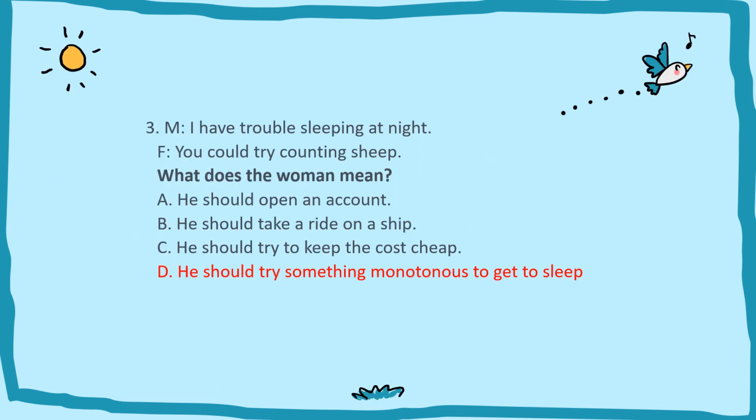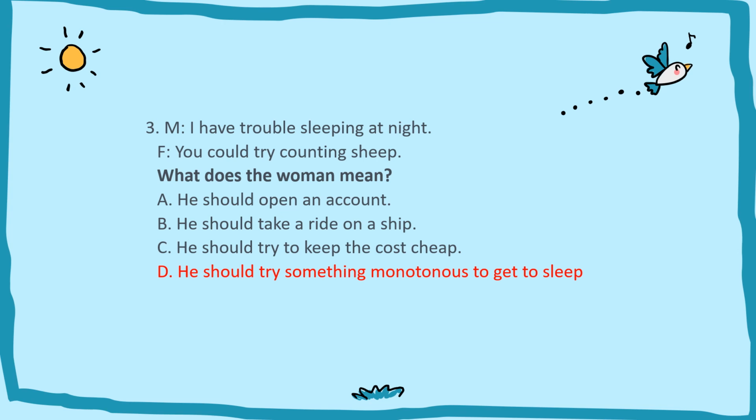Next question. "I have trouble sleeping at night." And then the woman replied, "You could try counting sheep." What does the woman mean? A. He should open an account. B. He should take a ride on a ship. C. He should try to keep the coast cheap. D. He should try something monotonous to get to sleep.